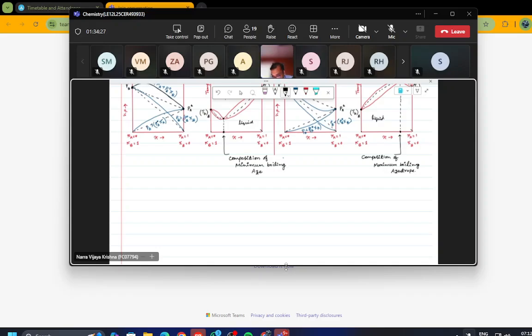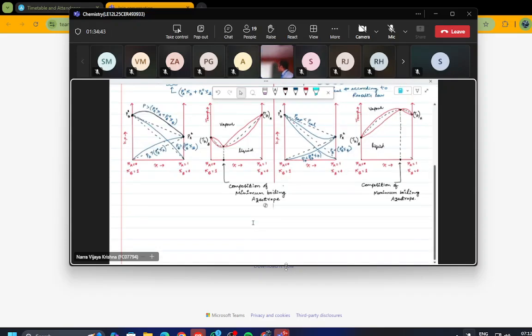Now tell me, what type of solutions show maximum boiling azeotrope? Solutions showing negative deviation from Raoult's law will form maximum boiling azeotrope. Observe this graph carefully. For this particular composition, the boiling point is more than the boiling points of the individual liquids. That's why it is called maximum. Are you able to understand why? This boiling point is greater than the individual boiling points. It is more than both A and B boiling points.